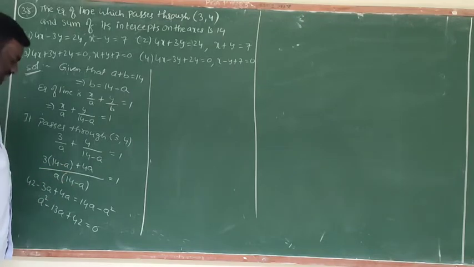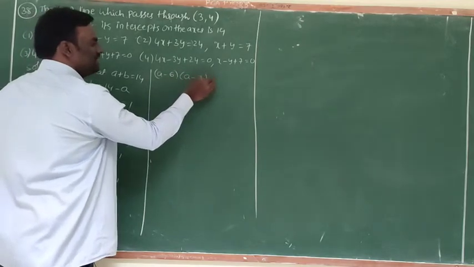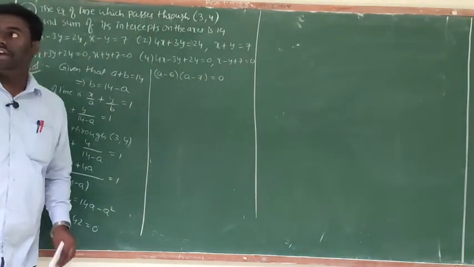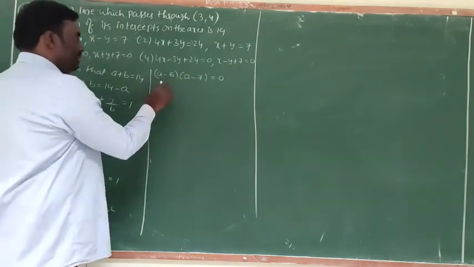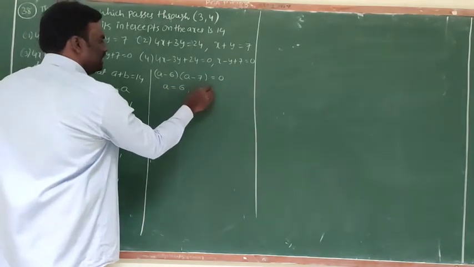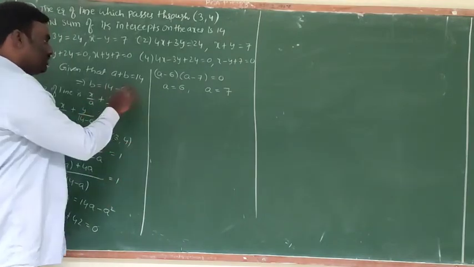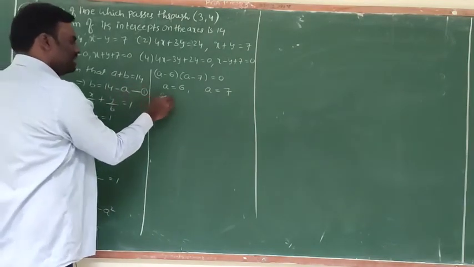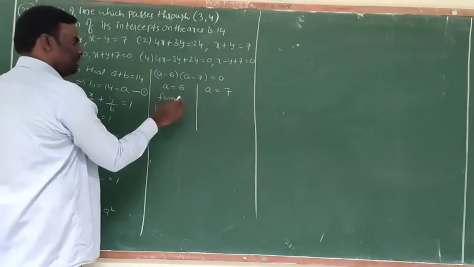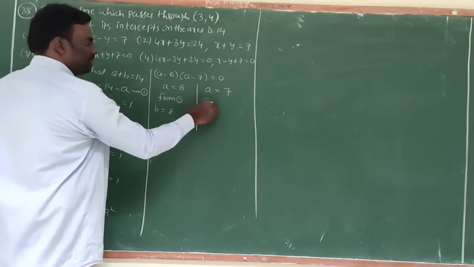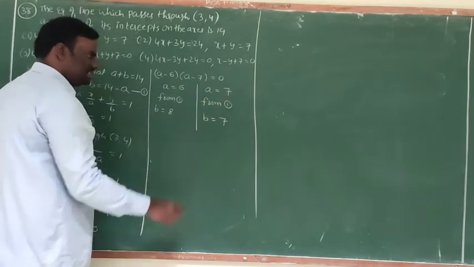If you factorize this equation, it can be written as a minus 6 into a minus 7 equals 0. Then a is equal to 6, a is equal to 7. But b is what? 14 minus a, from equation 1. b equals 14 minus 6, that is 8. From equation 1, b equals 14 minus 7, that is 7.